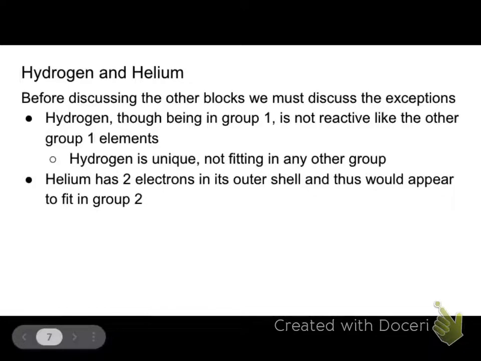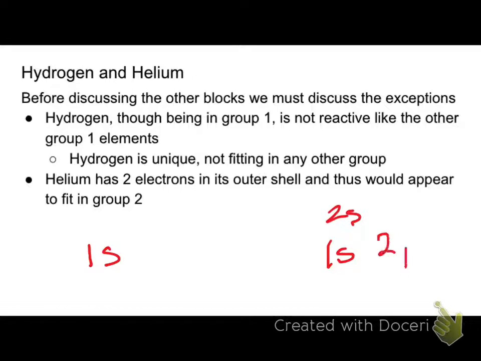Helium has 2 electrons, and therefore it should be in group 2, right? However, here's the difference, okay? And we're going back to that funny picture that I drew, right? We have the 1s orbital here, and then we have 2s and 2p, okay? Helium, when it has 1s2, this orbital is full and complete, right?